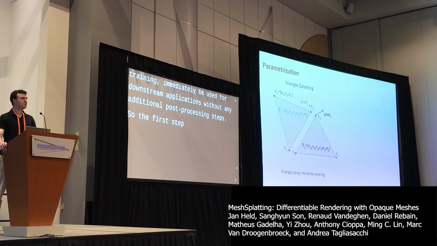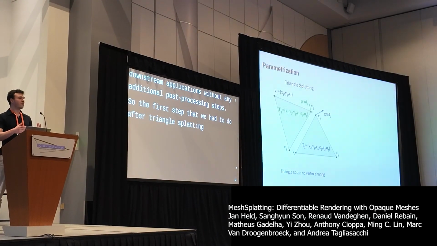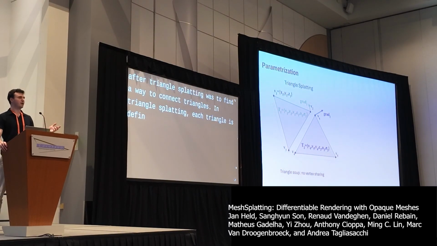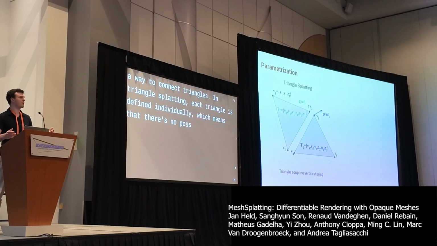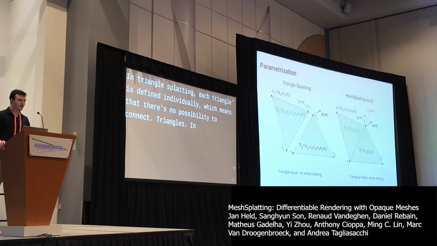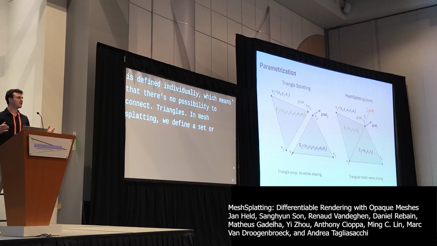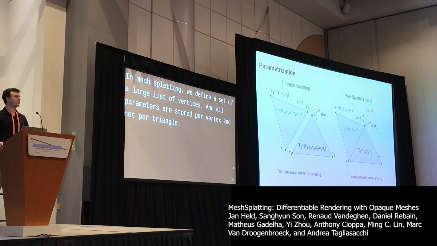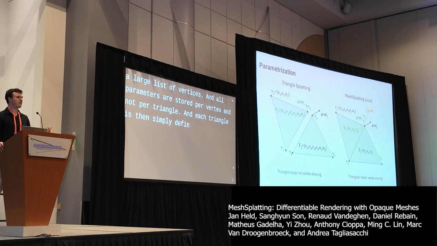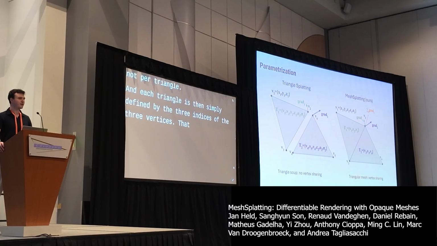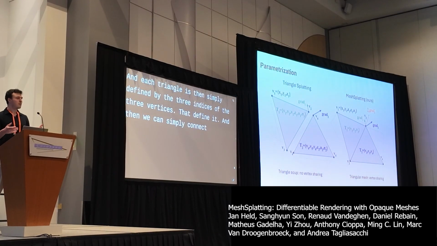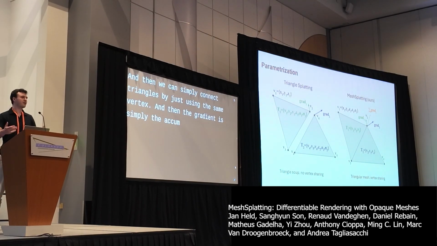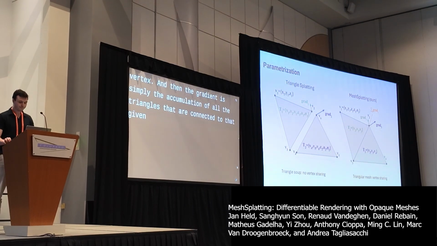The first step that we had to do after triangle splatting was to find a way to connect triangles. In triangle splatting, each triangle is defined individually, which means that there's no possibility to connect triangles. In MeshSplatting, we define a large list of vertices, and all parameters are stored per vertex and not per triangle. Each triangle is then simply defined by the three indices of the three vertices that define it. And then we can simply connect triangles by using the same vertex. The gradient is then simply the accumulation over all the triangles that are connected to that given vertex.